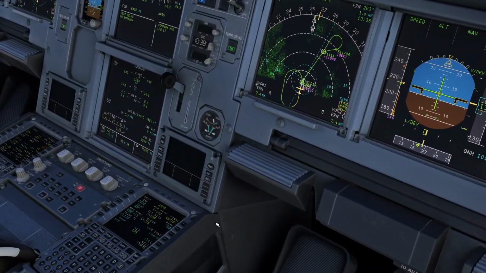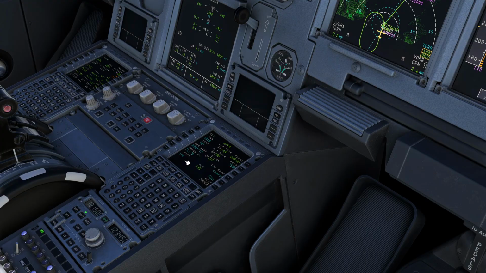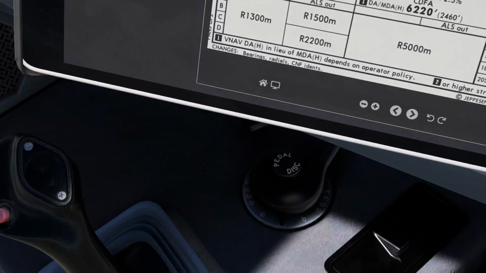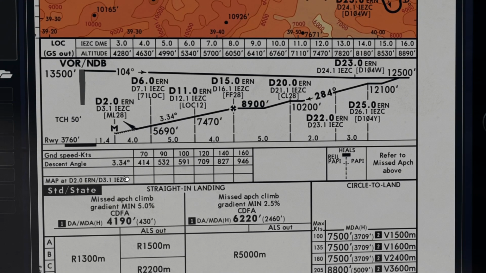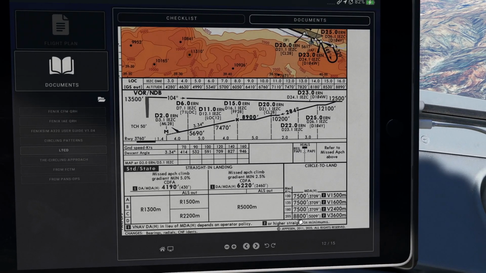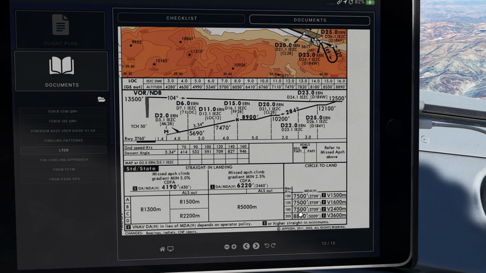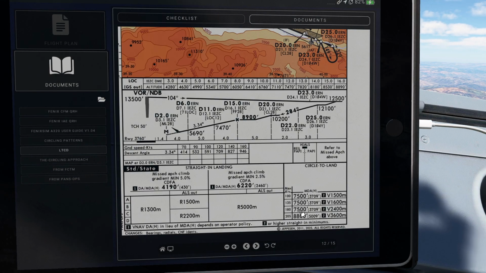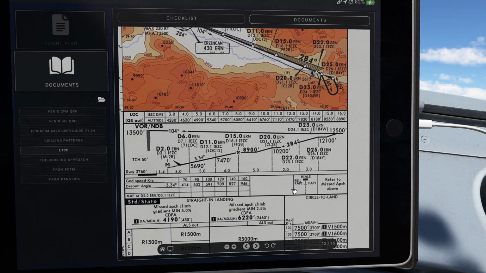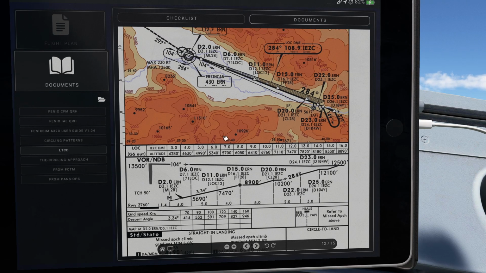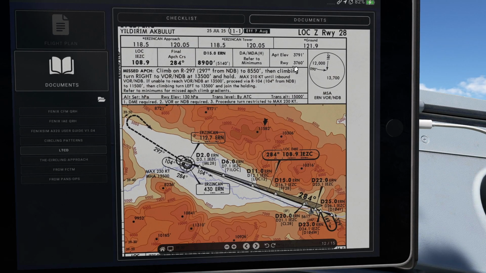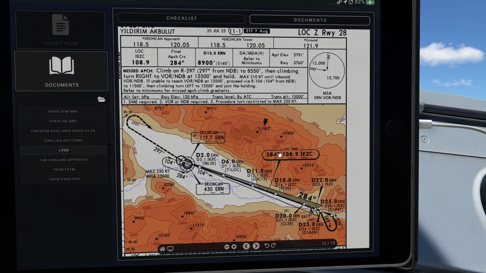Right now our approach speed is 140, and we are going for the approach as category Charlie for our aircraft today. Actually, the circle to land minimum is 7,500 feet, and the airport elevation for runway 28 is 3,791, which is almost 3,800 feet.